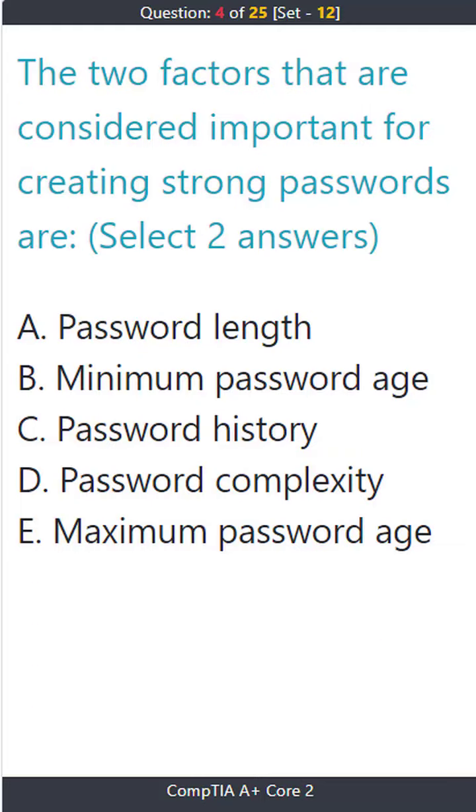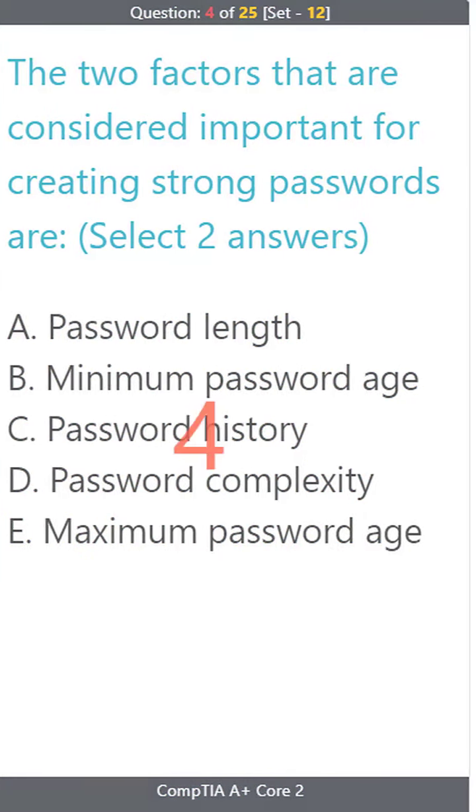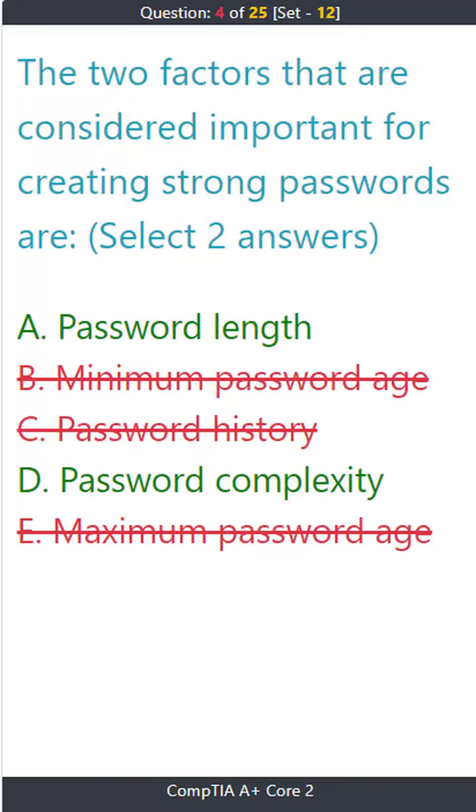Question 4. The two factors that are considered important for creating strong passwords are, select two answers. A. Password length. B. Minimum password age. C. Password history. D. Password complexity. E. Maximum password age. The correct answers are A. Password length. D. Password complexity.